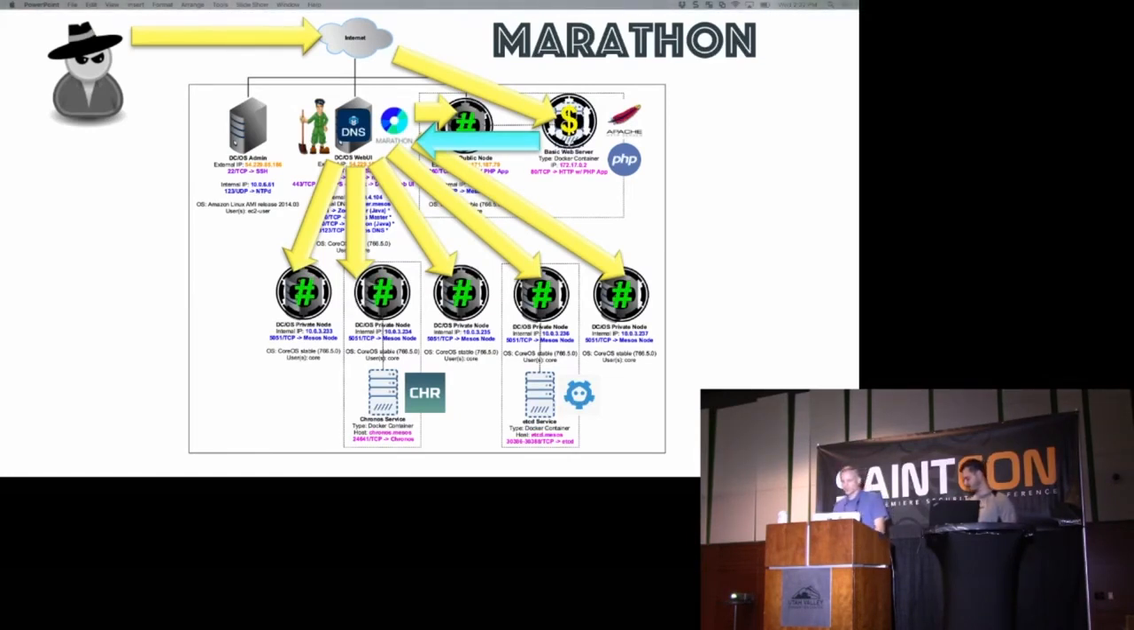So the big thing here is, once we have a pivot point inside a container, we don't even really need root in the container. We just need to be able to talk to services that container can talk to, right? We can go over and talk to the Marathon service and request it to do things which are going to enable us to get root access on the actual hosts inside the environment. So these are the hosts that are actually hosting the containers.